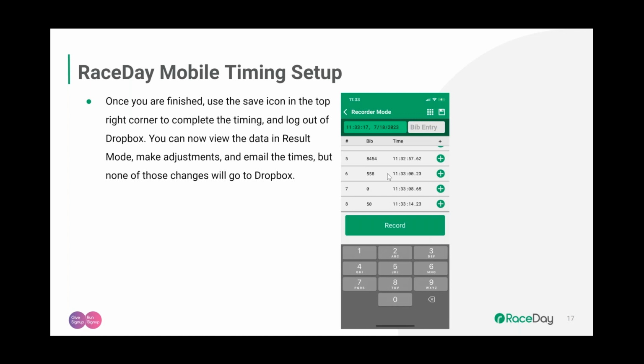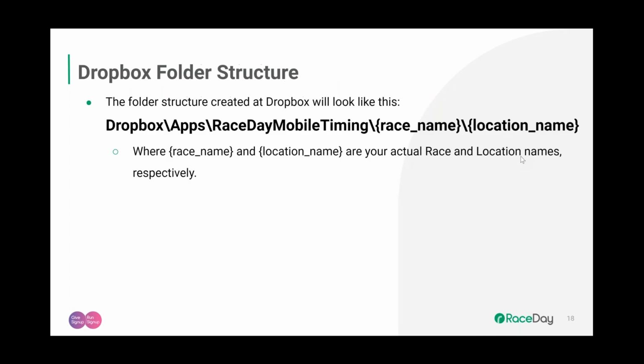And then once you're finished and you've got all your times in there, you can hit the save button in the top right to complete timing and log out of Dropbox. And now you can review the data in results mode and make adjustments and email the times, but none of those changes will go to Dropbox. So keep in mind that any changes you make in here once you go into a different mode will not push to Dropbox. It's only in here.